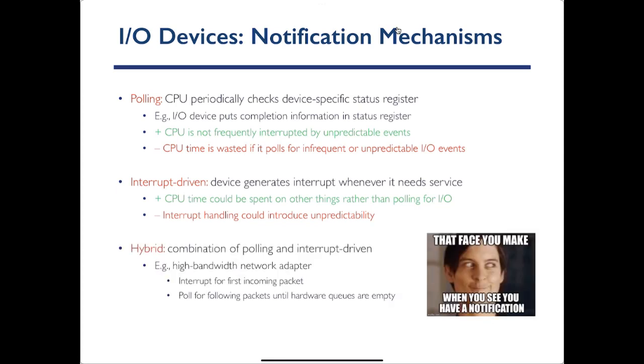Now, you could actually think about a hybrid model where you basically wait for the first event by using interrupts. Once that event happens, then you can start polling. This could be very useful for network devices. You could wait, for example, for the first packet. When the first packet comes, you kind of know that further packets are going to be delivered, so then you can start polling.